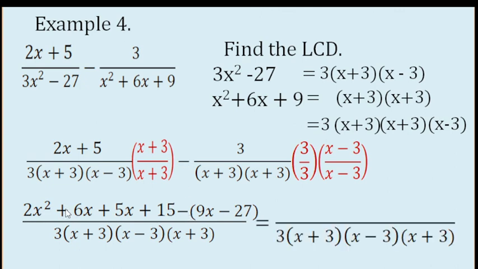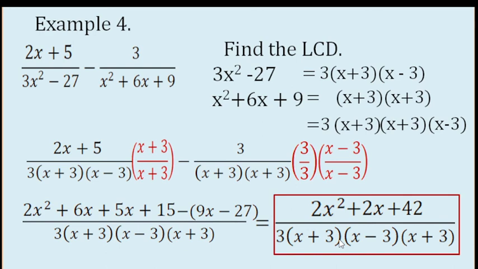Now we will simplify. So first we are just writing down the least common denominator. Then 2x squared by itself, we don't have x squared here. Okay, then we have 6x plus 5x minus 9x. That gives us 2x. And then we have 15 minus a negative 27 is positive 42. So that's our answer.